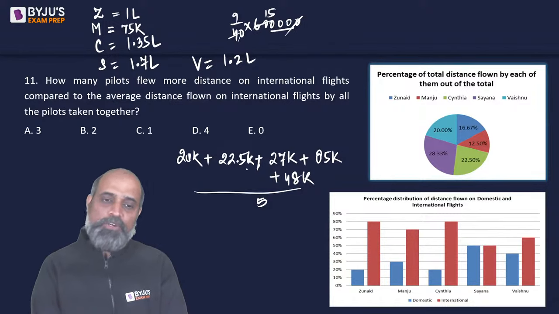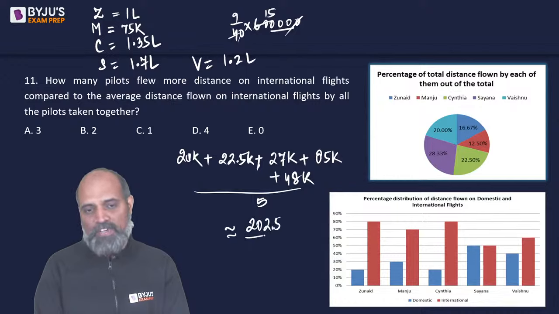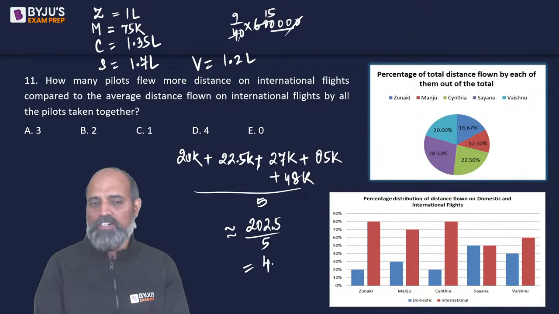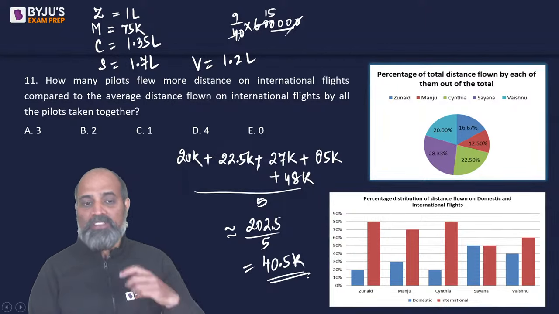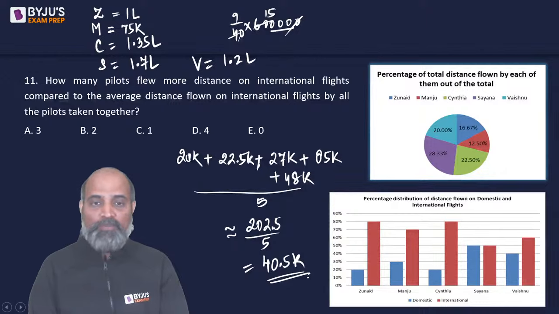So this is going to be 27 plus 48 is 75. 75 plus 85 is 160. 160 plus 40, 200. So this is 202.5 by 5, which is going to give us 40.5. So 40.5 thousand kilometers is the average distance traveled by people on.